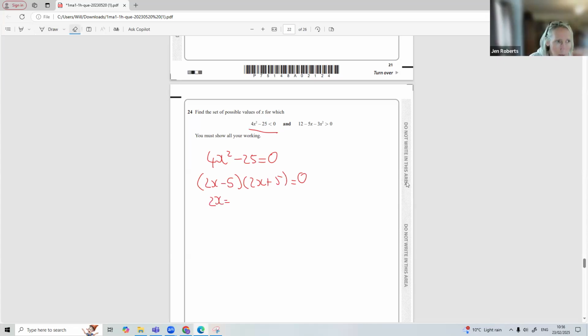So either 2x minus 5 equals 0, in which case add 5 to both sides. Divide both sides by 2. x is 2.5. If you do the same here, we're going to get x is minus 2.5. Now I'm going to sketch a graph. So it crosses your x-axis at 2.5, minus 2.5.